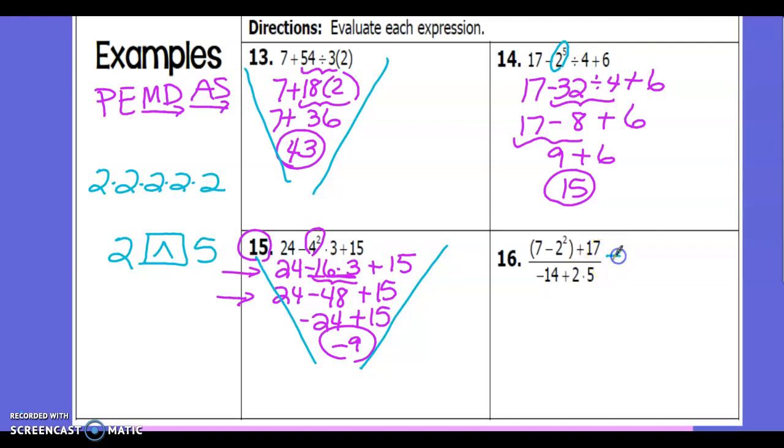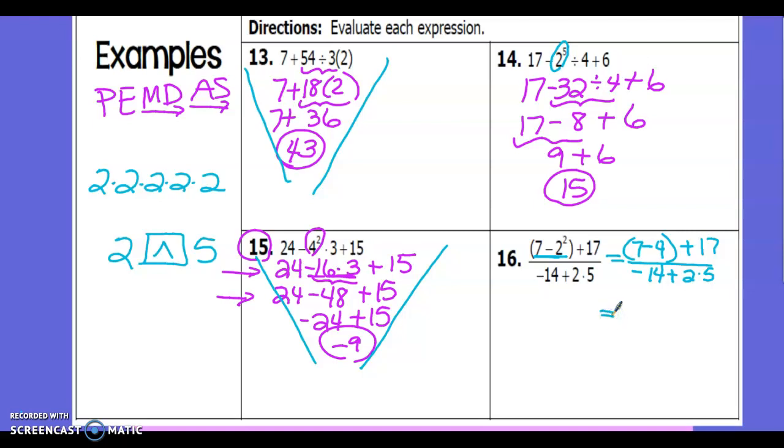And in the numerator of the fraction, I have parentheses. Inside the parentheses, I need to do order of operations. So first of all, I have an exponent. I have a 2 squared. So inside my parentheses, I need to simplify that. So I have 7 minus 4 in parentheses plus 17 in the top. I'm just going to recopy the bottom. So now I've eliminated my exponents.